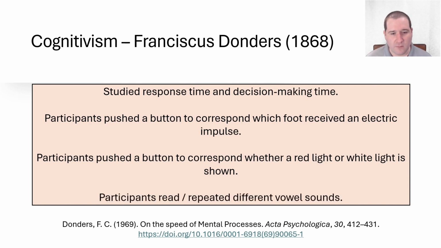And finally, they even read or repeated different vowel sounds, okay? But his whole thought process is if I can figure out how long something takes normally, the response time, and then how long it takes them to make a split-second decision, and if I subtract these, I can figure out how long it takes the brain to make a decision. And it's pretty interesting. He timed all these events, and he found out the average decision-making time in each one, and I think his magic number was about 1/10 of a second, was how long that decision-making process takes for something that's a snap decision.